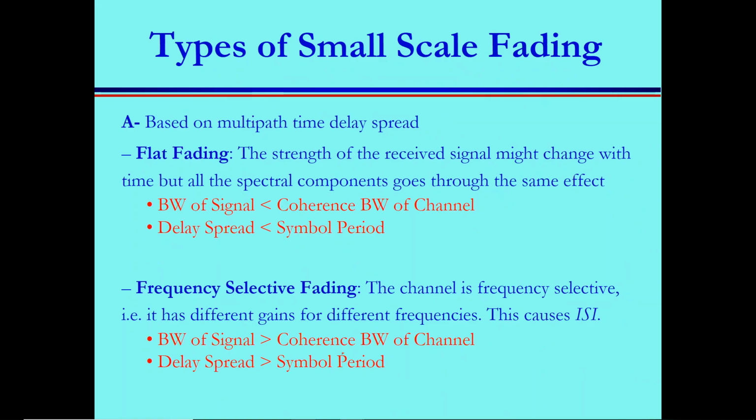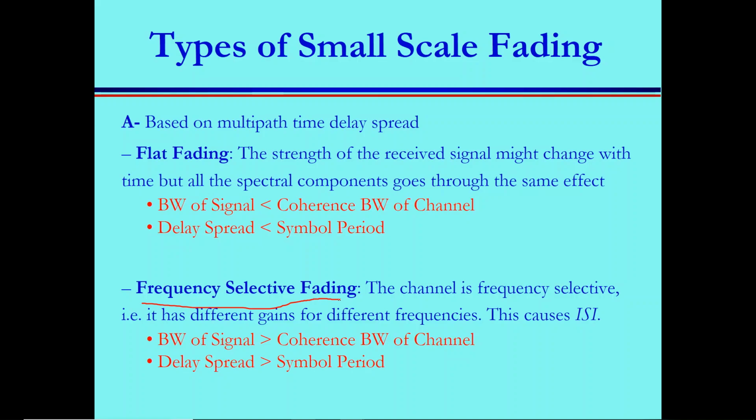Now, having discussed delay spread, Doppler spread, it's time now to talk about the types of small-scale fading, to classify them further. Now you can classify them based on multipath time delay spread. Your channel, you will read this in the papers or in the textbook, or when some people are presenting their papers in the conferences, they might say, we considered flat fading channel. We considered frequency selective fading channel. You need to understand, what does this mean?